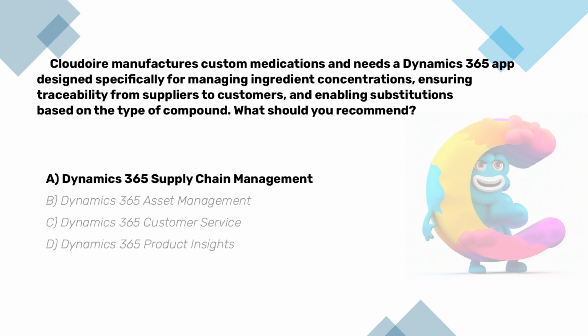The most suitable Dynamics 365 application for managing the concentration of active ingredients, providing traceability from supplier to customer, and substituting ingredients based on compound type is Dynamics 365 Supply Chain Management. This tool provides comprehensive management of supply chain processes, including ingredient tracking, substitution, and supplier traceability, aligning perfectly with the company's needs.